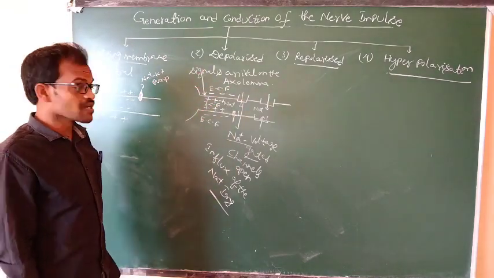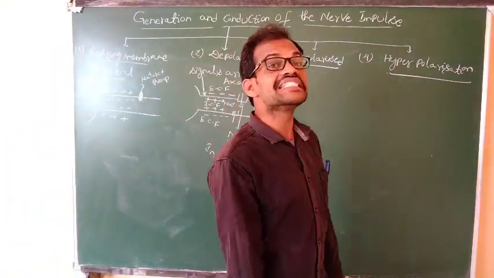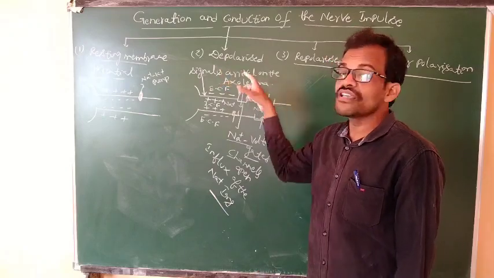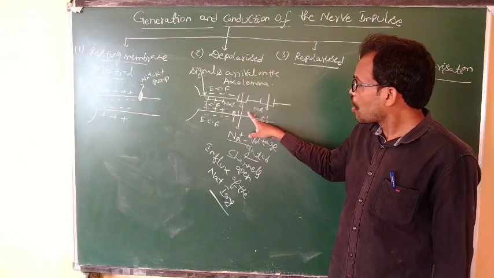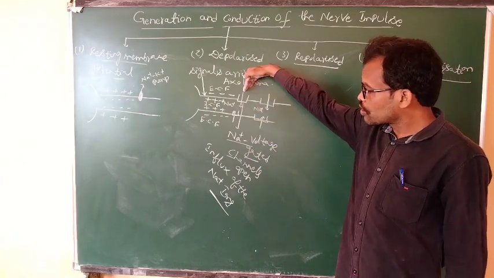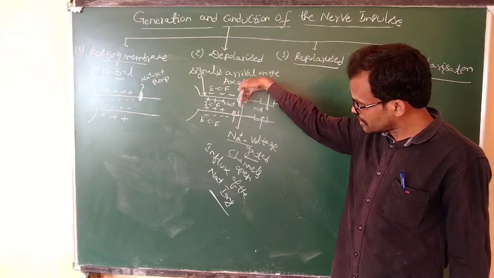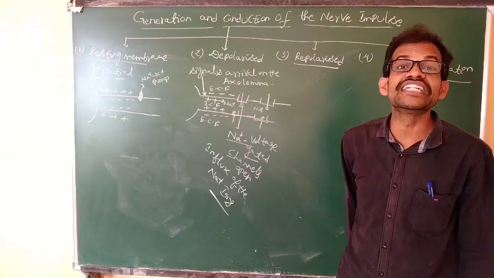Depolarized means once the neuron receives any signal, the polarity changes. Polarity change means depolarization. During the depolarization, voltage gated channels are open, which means sodium ions move from the outside to the inside. Once the sodium ions move inside, the inside charge is positive and the outside charge is negative.